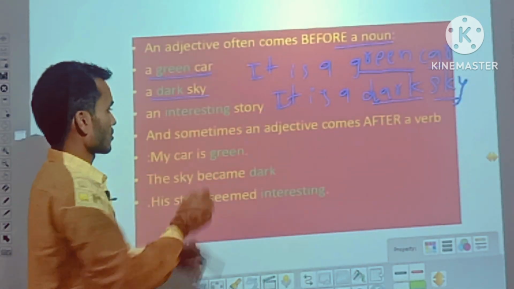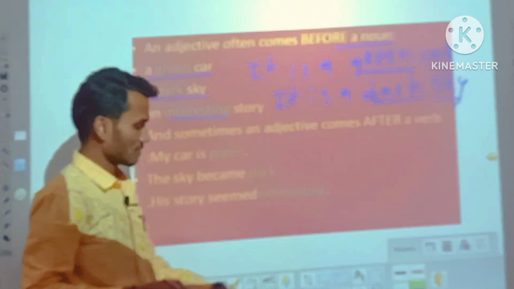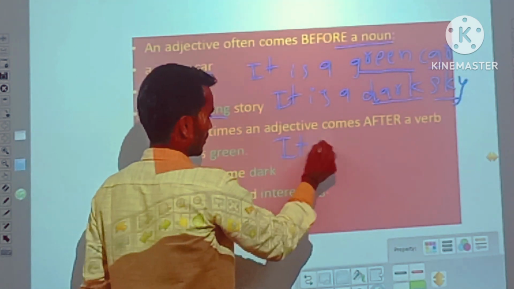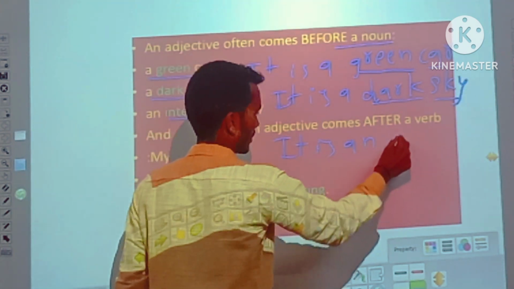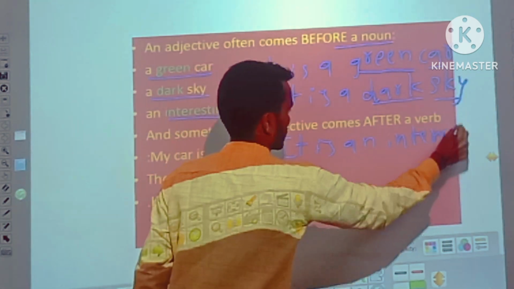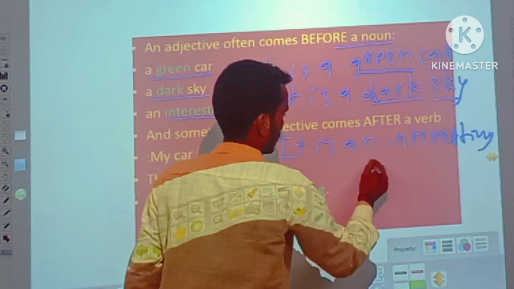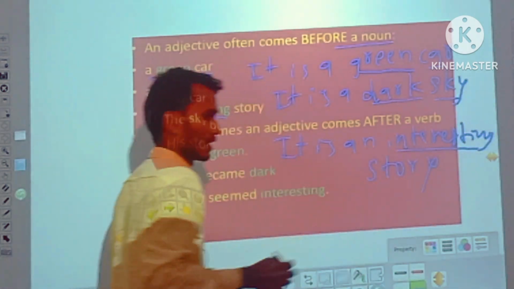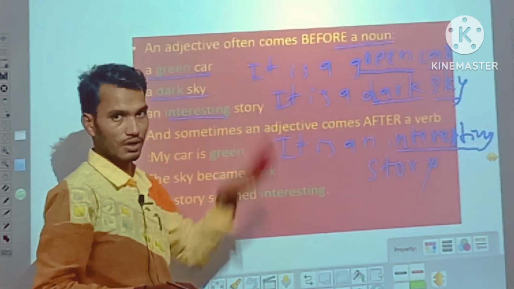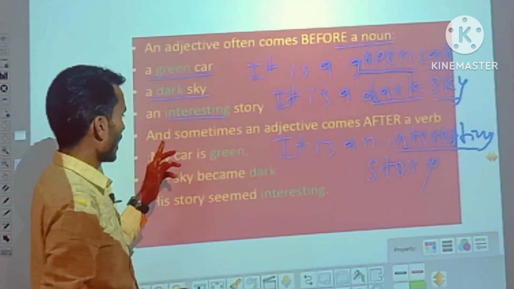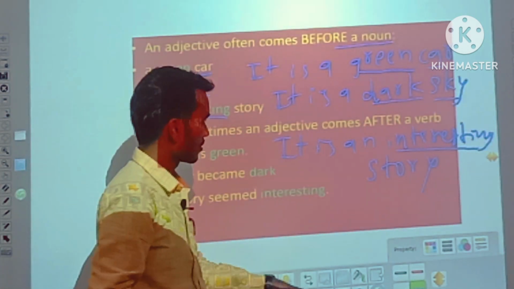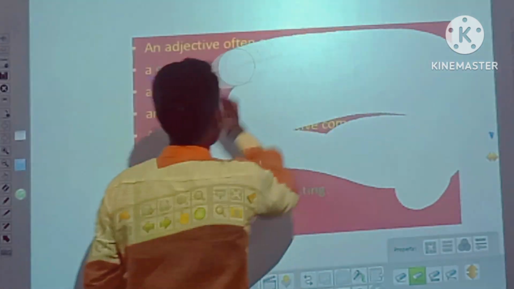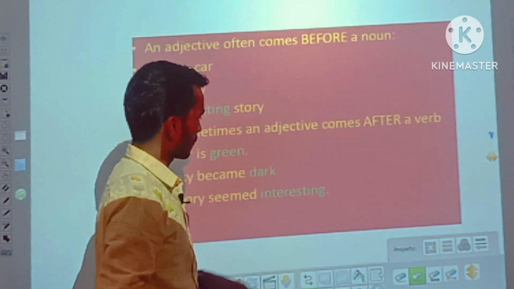Then an interesting story. Here interesting is an adjective, right? For example, it is an interesting story. Here interesting is an adjective which is used before the noun. Then sometimes an adjective comes after a verb. Sometimes we use adjectives after a verb. So where should we use it?